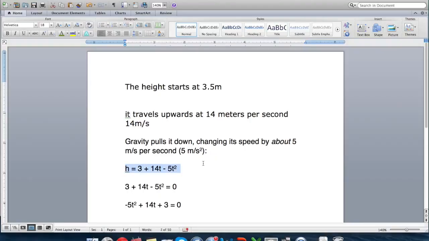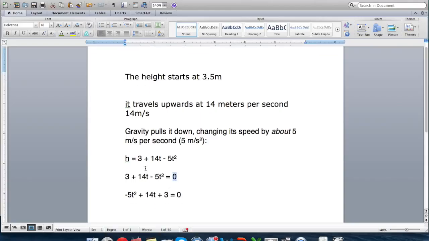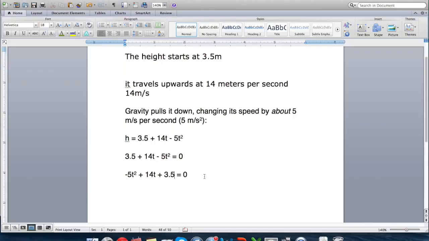Alright, hey guys, we're back. So let's say the height starts, as I said a while ago, at 3.5 meters. And it travels upwards at 14 meters per second. And let's say the question gave you that gravity pulls it down, changing its speed by about 5 meters per second. This is some physics stuff here. Now, this equation is h equals 3.5 plus 14t minus 5t squared.